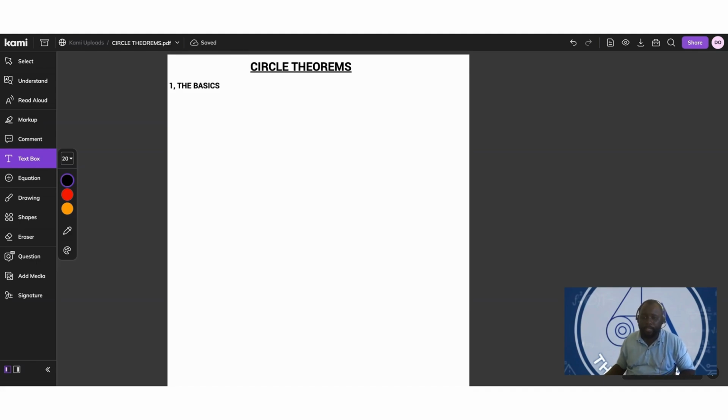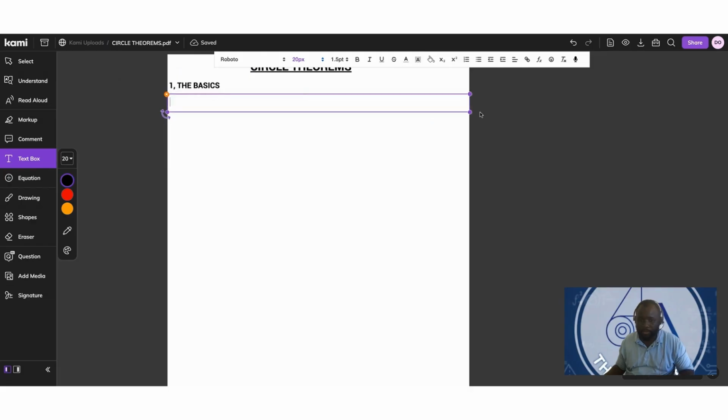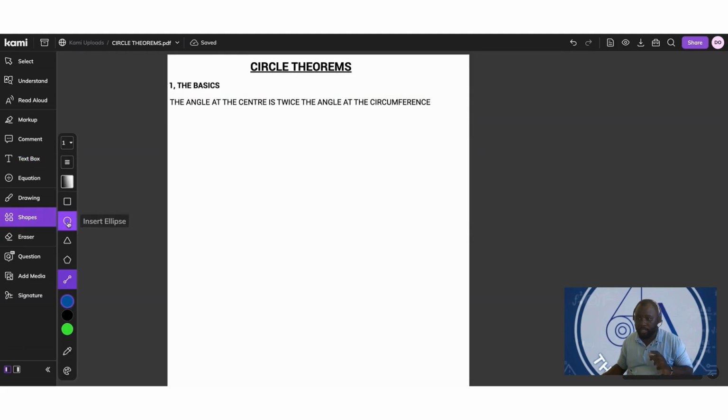Welcome. The first theorem that we look at is one of the simplest and easiest theorems. This theorem says the angle at the center is twice the angle at the circumference. Let's visualize what this looks like.